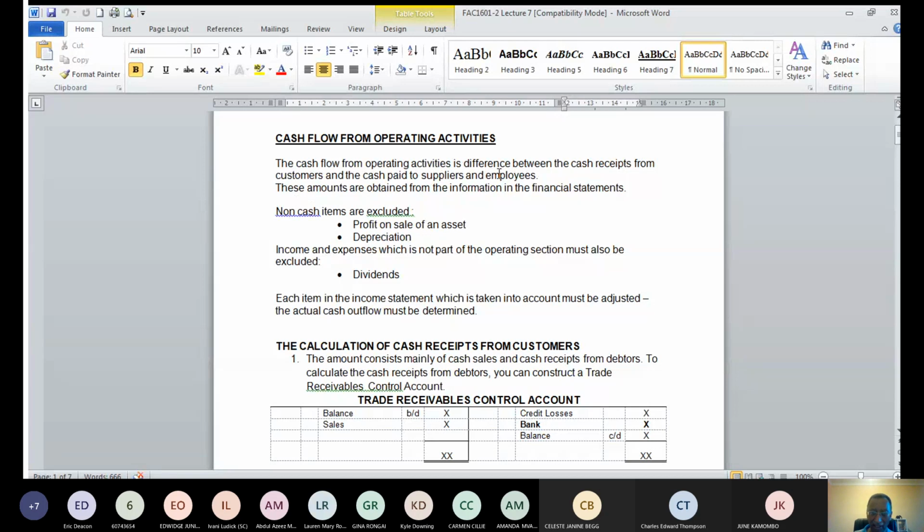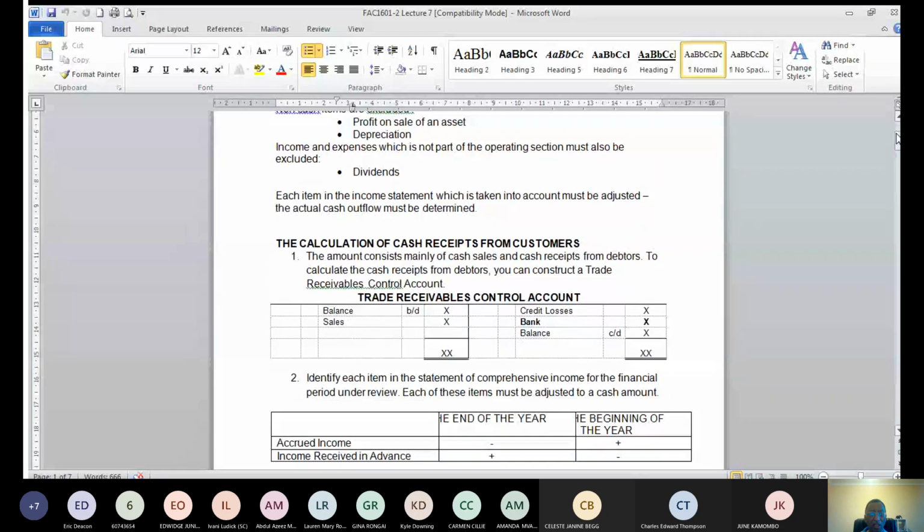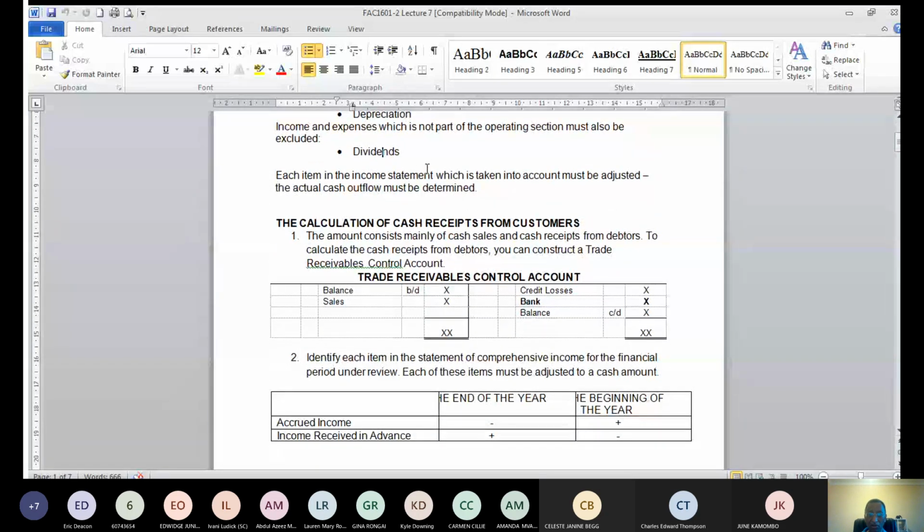Work now with the template that I've given you for the cash flow statements. These amounts are obtained from the information in the financial statements. If you come across any non-cash items such as profit on sale of assets or depreciation, you must ignore that. Any income which is not part of operating, such as dividends, must also be eliminated. So each item in the statement of profit and loss and other comprehensive income must be adjusted to an actual cash inflow or outflow. That is what you must determine.